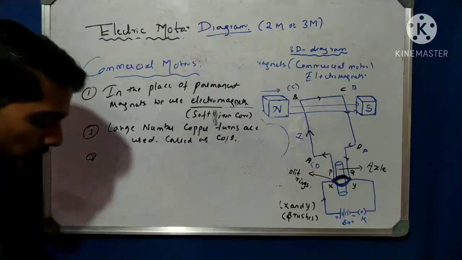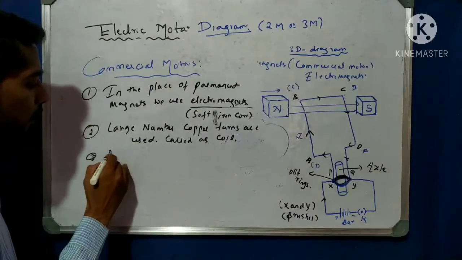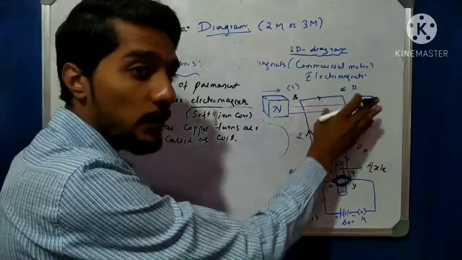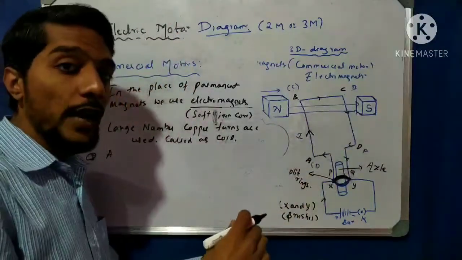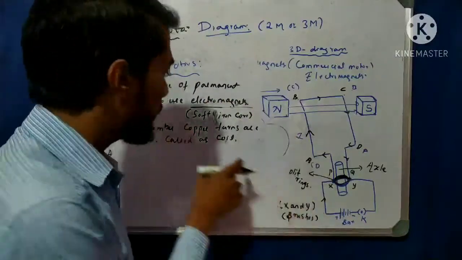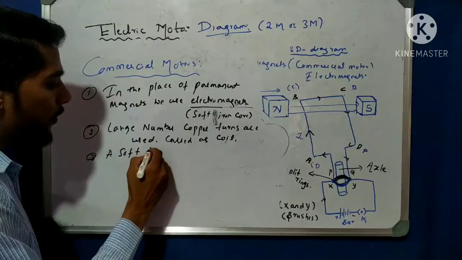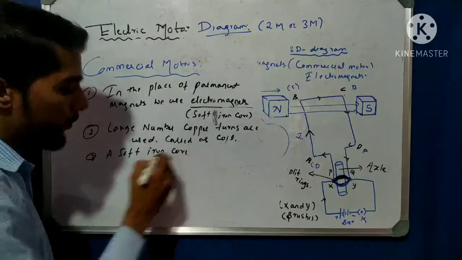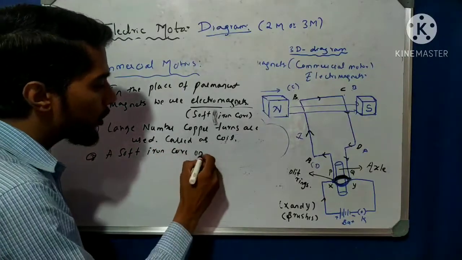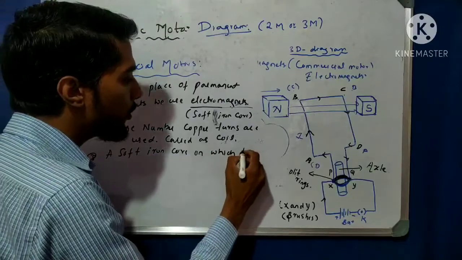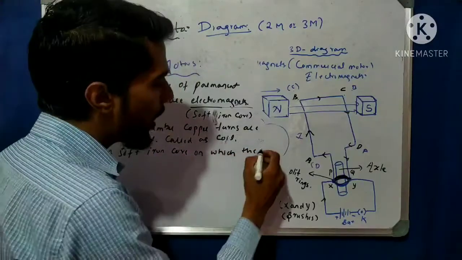And the third point is very important: a soft iron core. This is the armature. For making the armature, we use a soft iron core, on which the coil is wound, that is, the number of turns is wound.